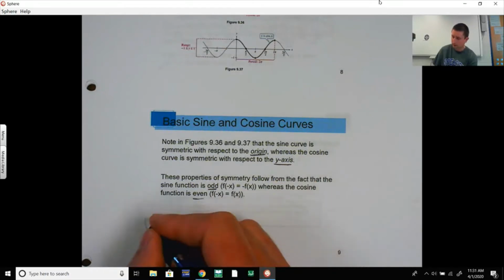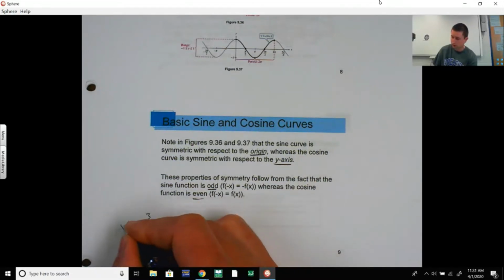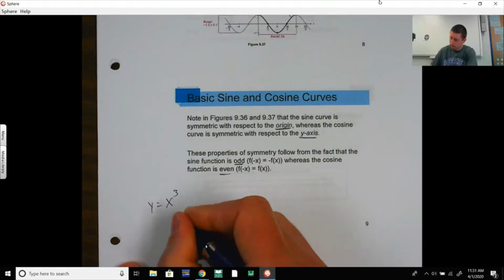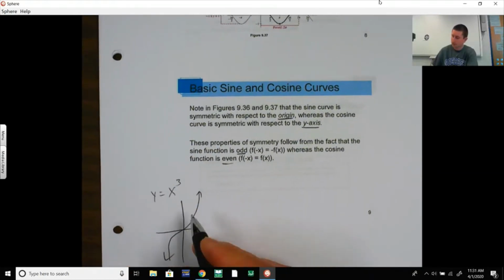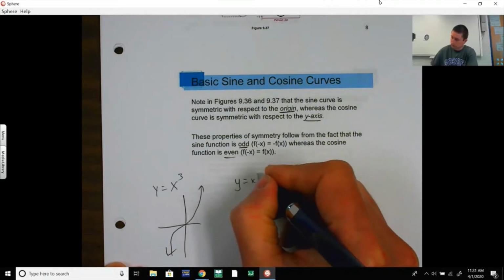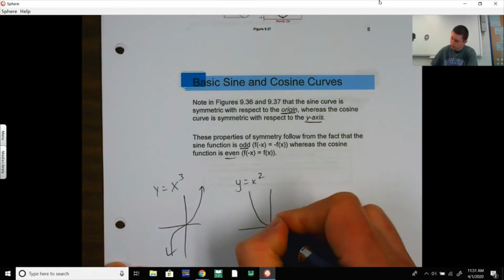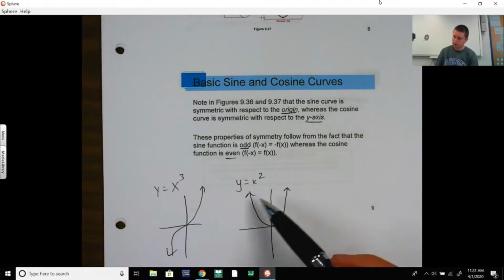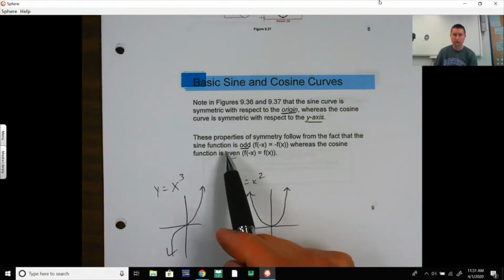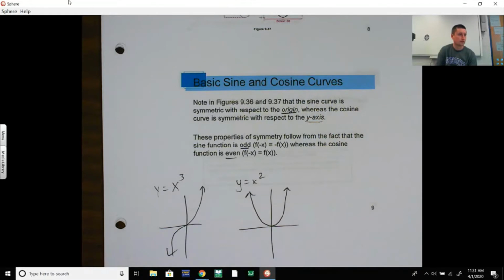So odd functions were something like y equals x cubed. Okay, they were symmetric to the origin. Even functions, y equals x squared, are symmetric to the y-axis. So x cubed and x squared, even and odd functions, follow the same properties. I'm just going to make sure I'm covering all the vocab questions.